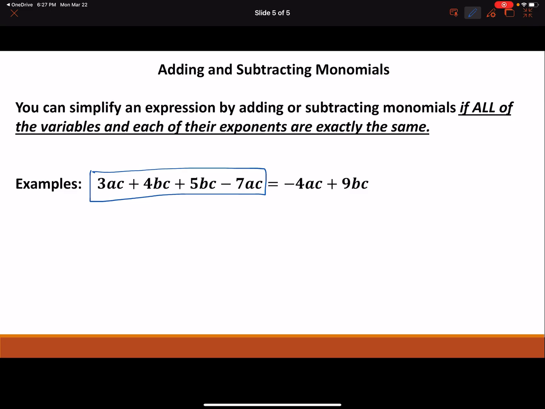Taking your problem or your expression that has more than one term and separating it so you can see exactly how many terms it has. So this problem has 4 individual terms. And you can see in the first one we have a 3AC, the second one has a 4BC, the third one has a 5BC, and the last one has a negative 7AC. The sign in front of the coefficient always goes with that term.